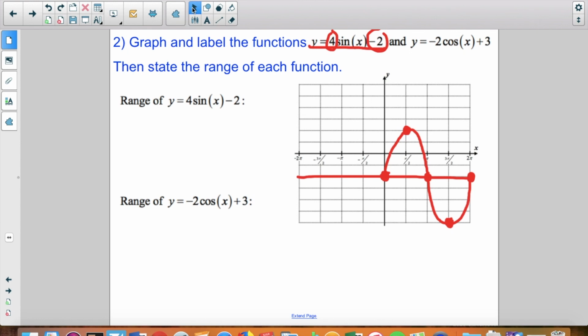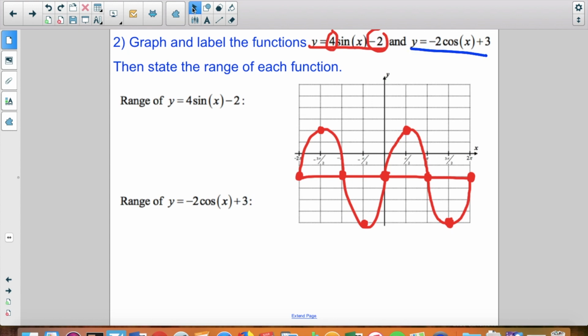Okay, now you can go in the opposite direction as well. So here we start at the midline, that means we go down, then midline, then max, then midline. And the graph looks exactly the same. Okay, so that is our sine graph. Now let's look at our cosine graph. So I'll do that in blue.